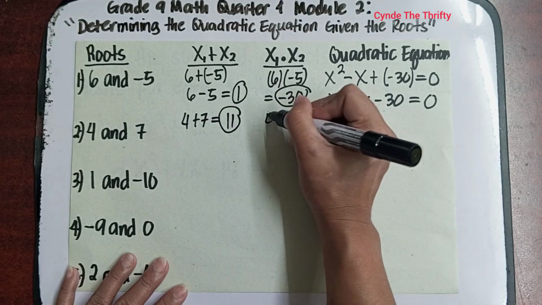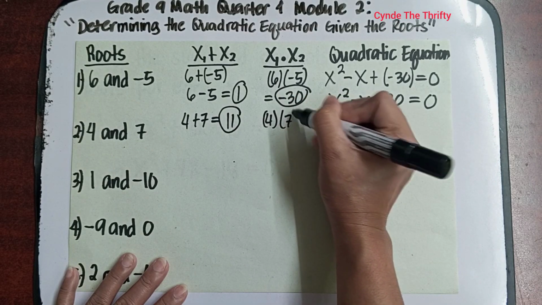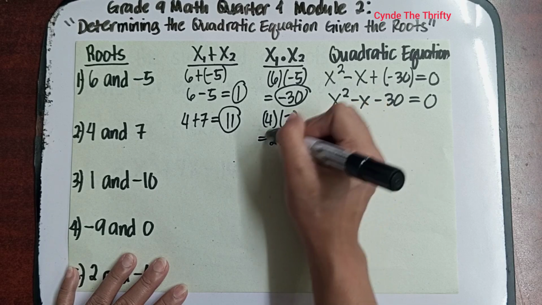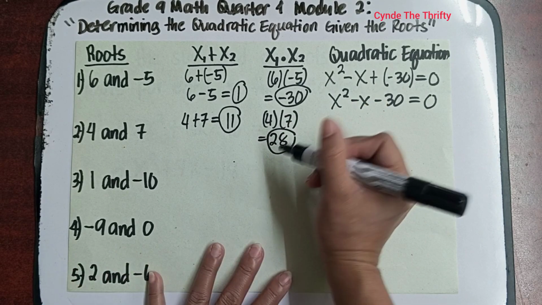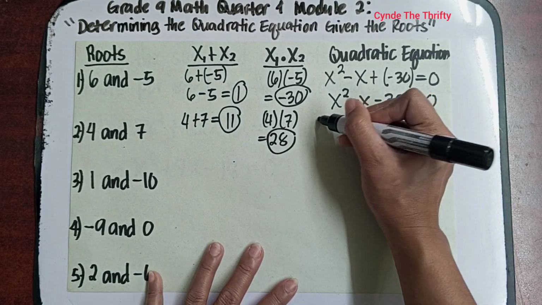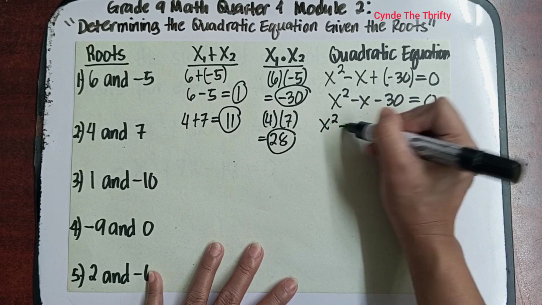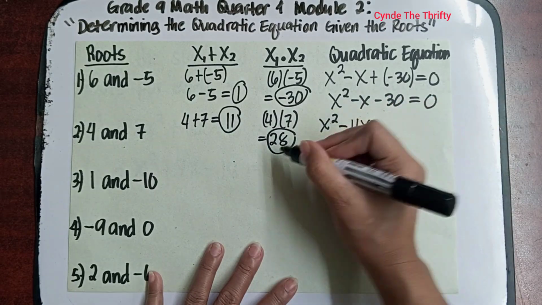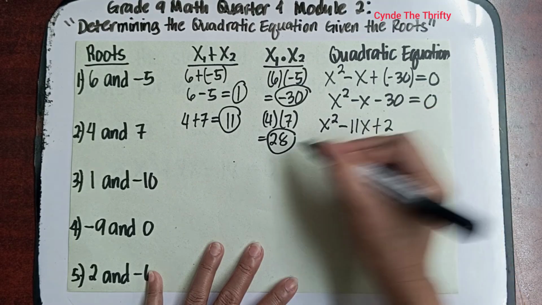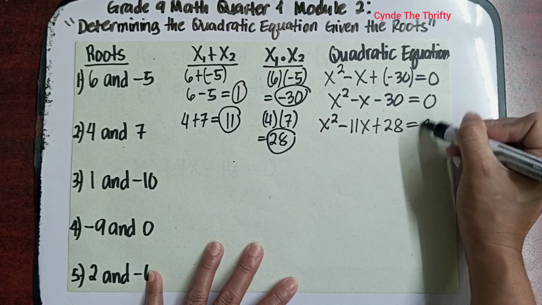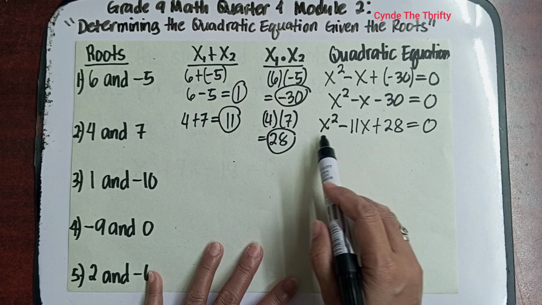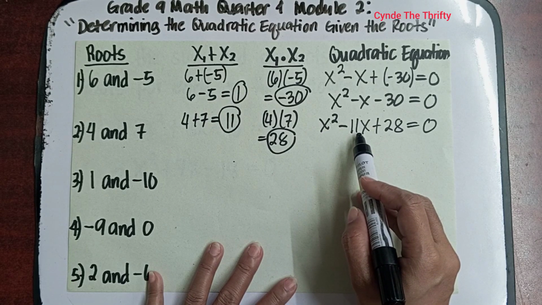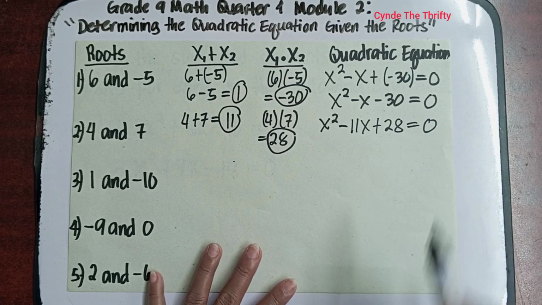Product of roots naman is 4 times 7 is equal to 28. Ito yung product of roots natin. Okay, so gawin na natin ang ating equation. So, x squared minus the sum of roots, so that is 11x, plus the product of roots na 28 is equal to 0. Okay, di ba napakadali lang? So, meron na tayong quadratic equation agad. X squared minus 11x plus 28 is equal to 0.